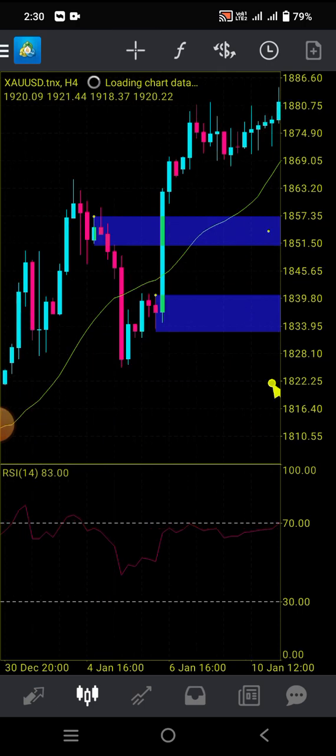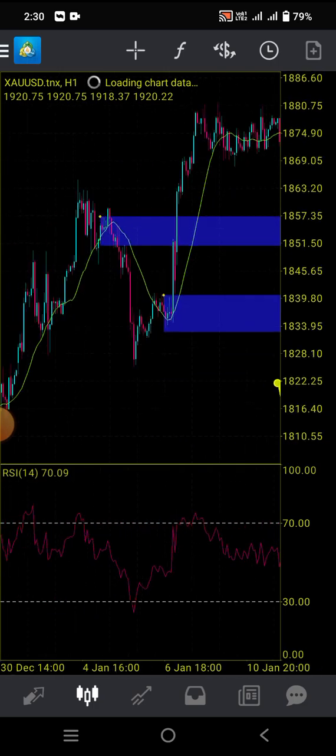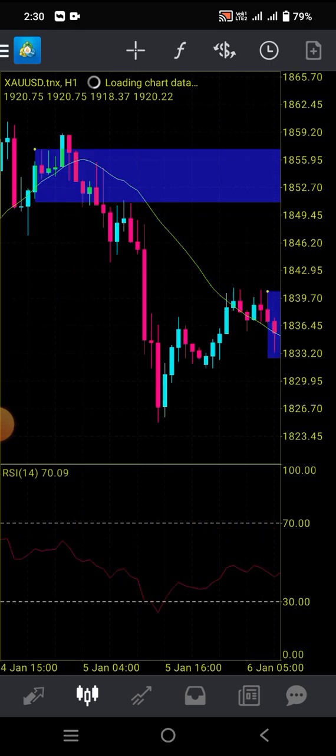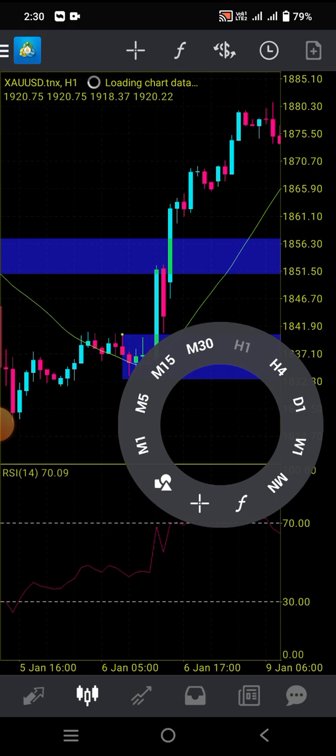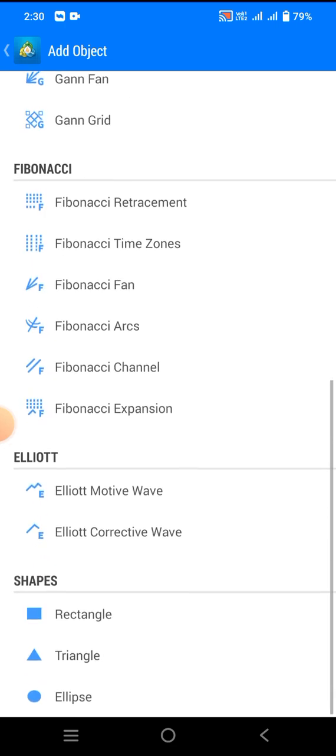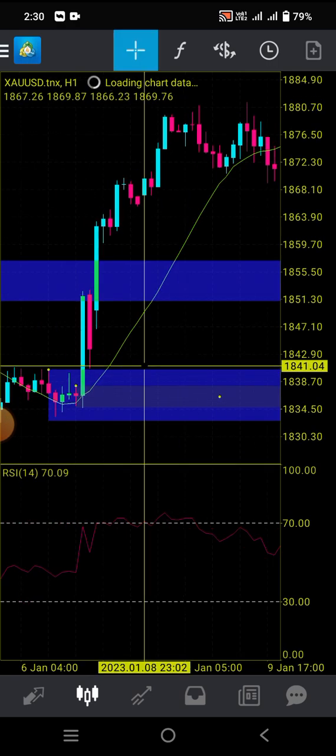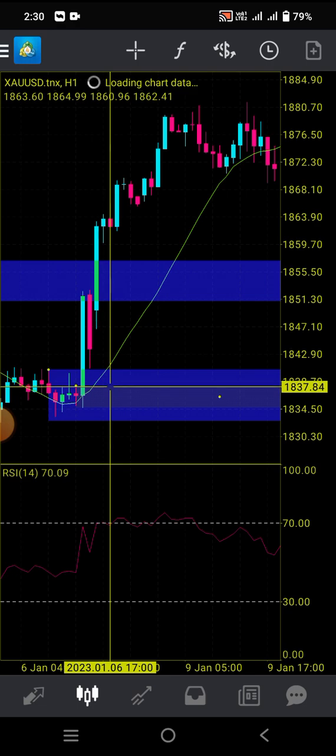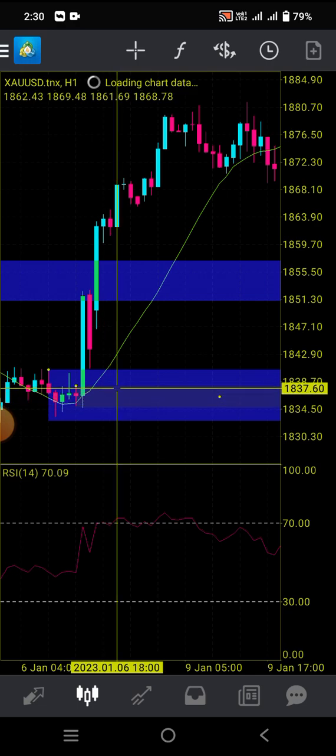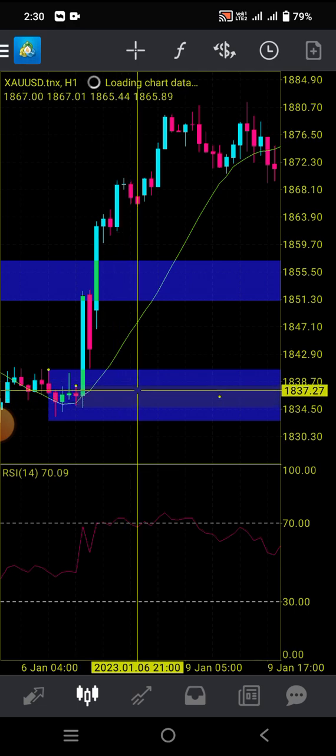Now go to the H1 time frame for more. As you can see, mark this little candle, this. Now this zone becomes only a 30 pip zone. Now this is good for us. Now the 250 pip zone becomes only a 30 pip zone, like this.